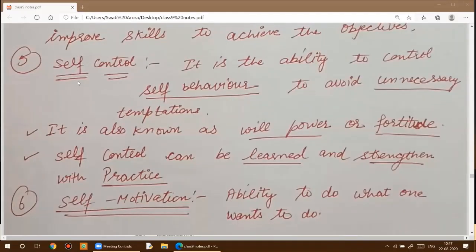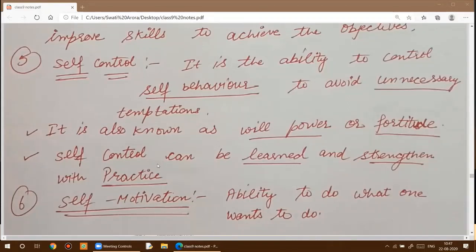Okay. Now next is self-control. If you are self-managed, then you will definitely have self-control. You will not unnecessarily show anger and your willpower will also be strong. So willpower is also known as fortitude. Okay. What is the other term for willpower? It is fortitude. So you must practice to learn self-control.